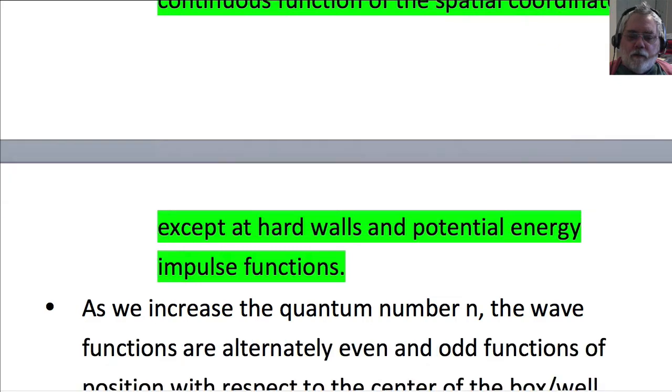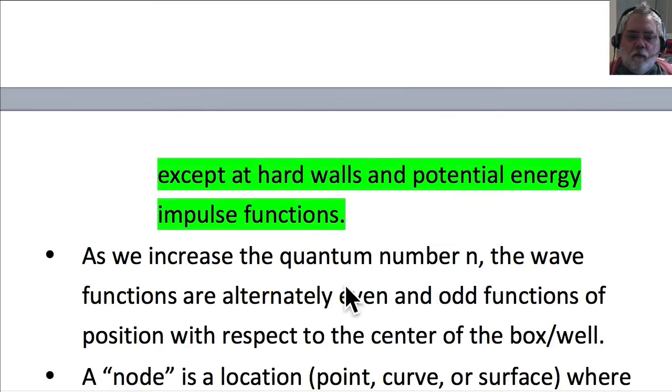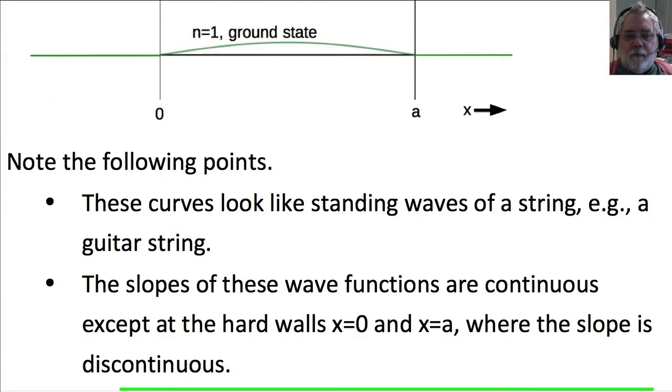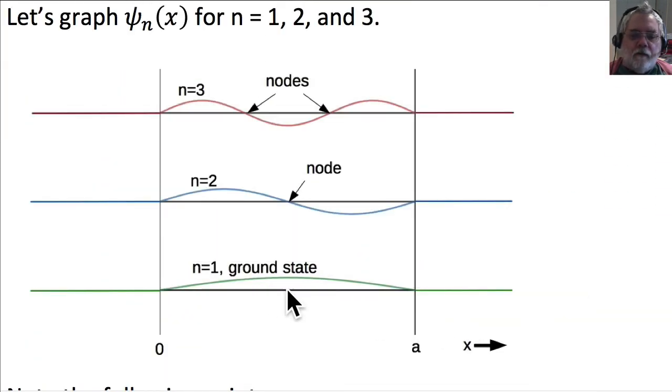As we increase the quantum number n, the wave functions are alternately even and odd functions of position with respect to the center of the box, the center of the well. Let's look at that. Here's the center of the well. This function is even with respect to the center. This wave function is odd with respect to the center. This function is even with respect to the center.